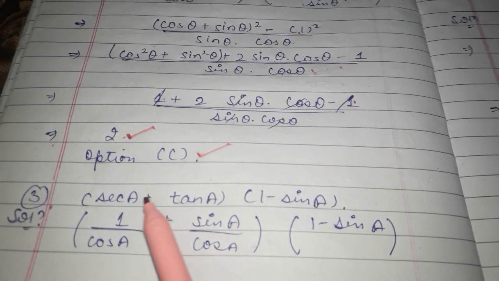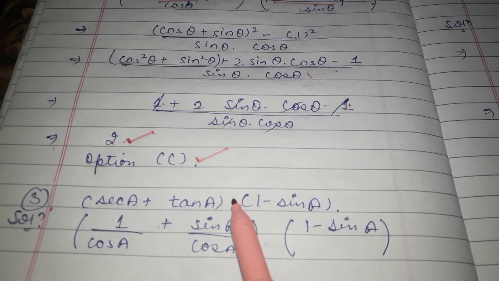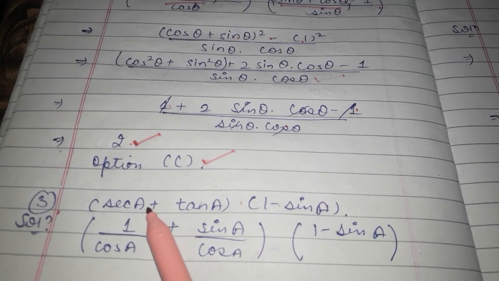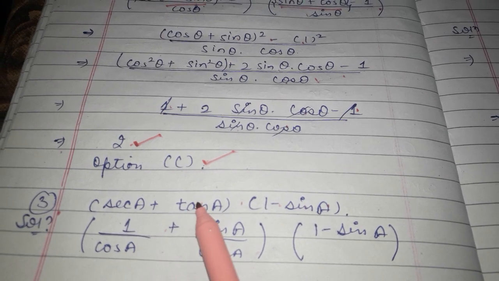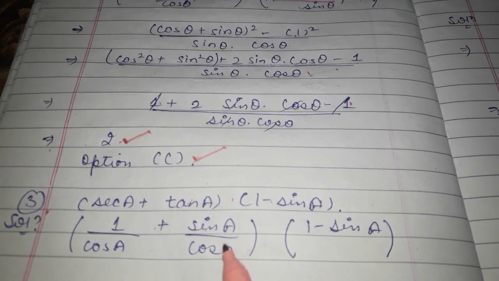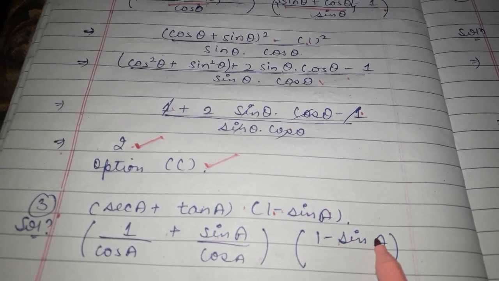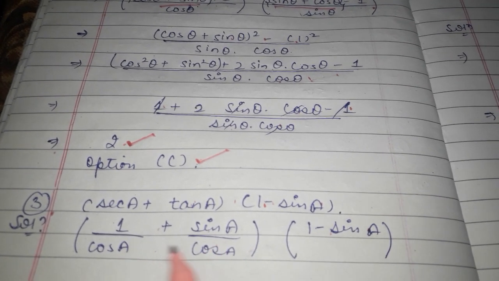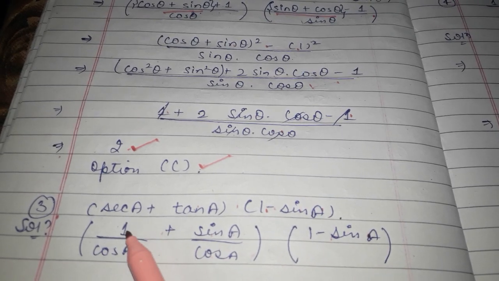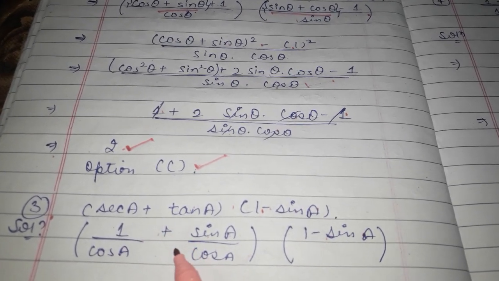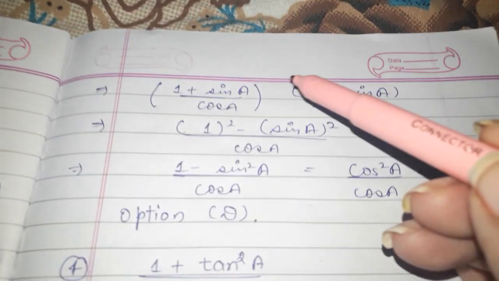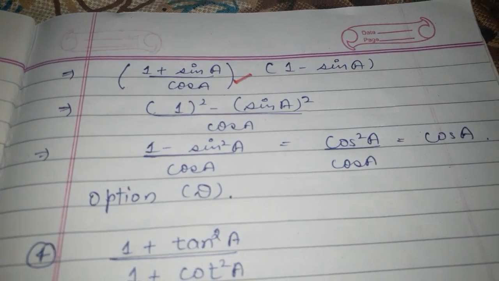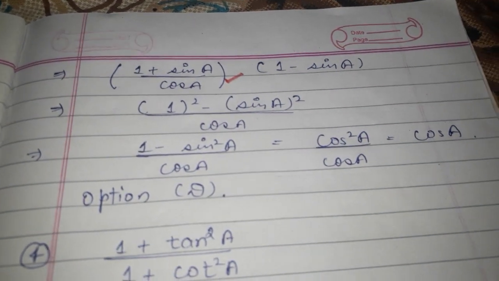Third is (secant A plus tan A) into (1 minus sin A). Secant A can be written as 1 by cos A. Tan A can be written as sin A upon cos A. And 1 minus sin A will be written as it is. Now we have to take the LCM of this. The LCM will be cos A, and it will be written as (1 plus sin A) upon cos A, into (1 minus sin A).